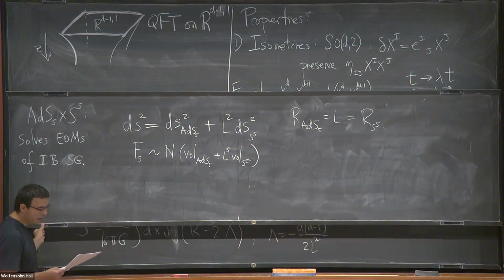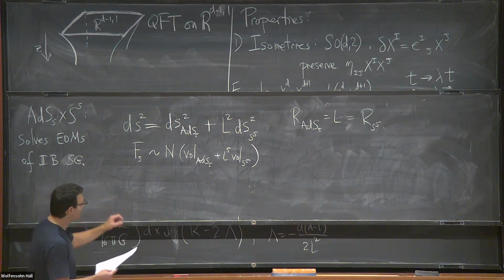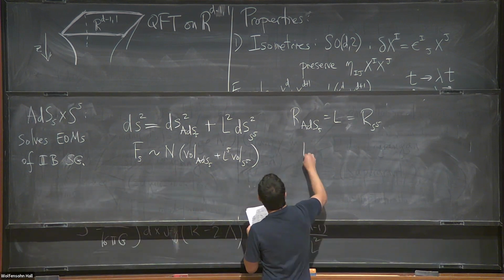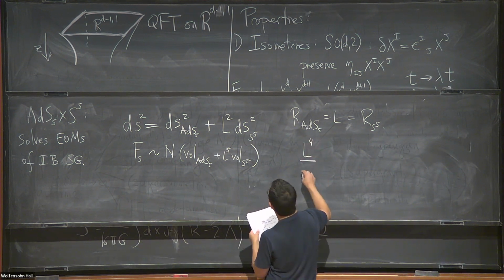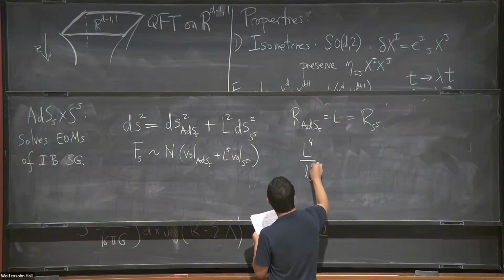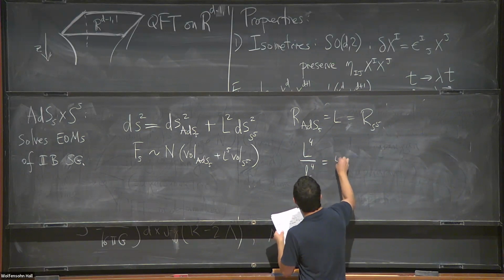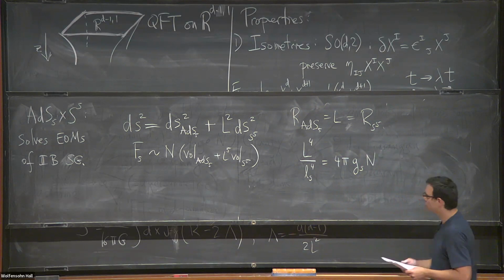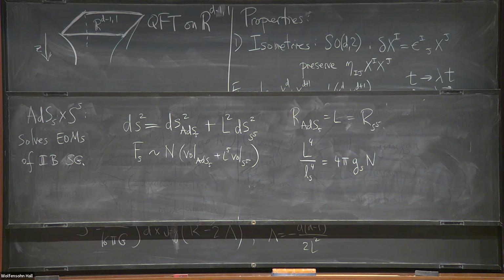That's all we need to know about this. Sorry, one more thing. In order for this to be a solution, one requires this relation: L to the 4th times the string length to the 4th power is 4 pi times G string times N. This N will be the N of the gauge theory, but not yet.